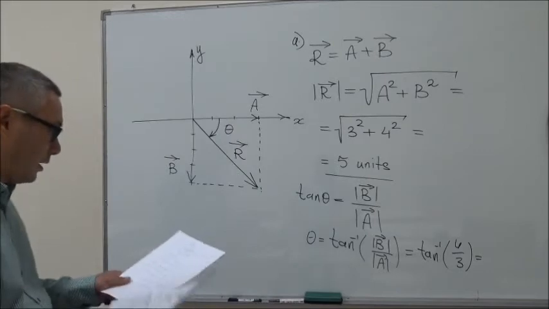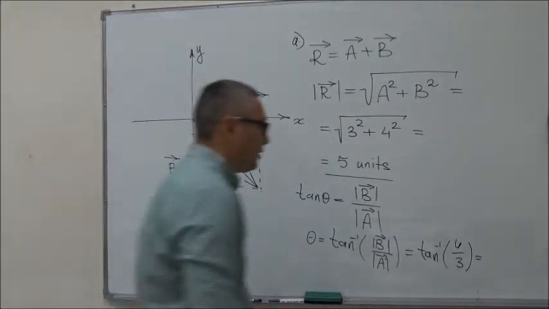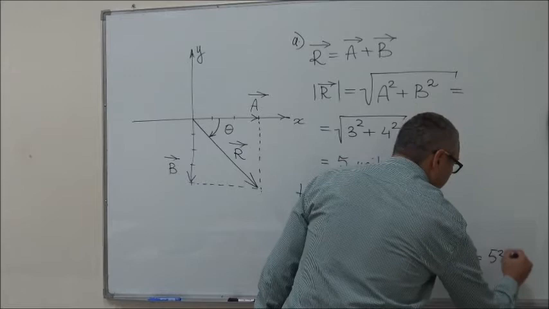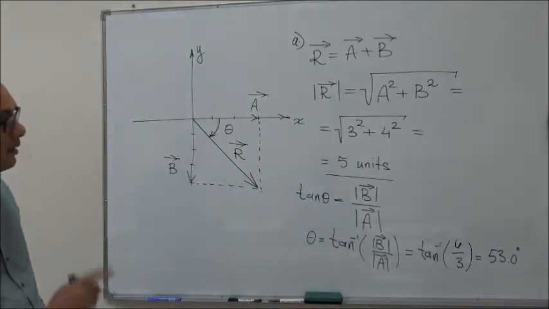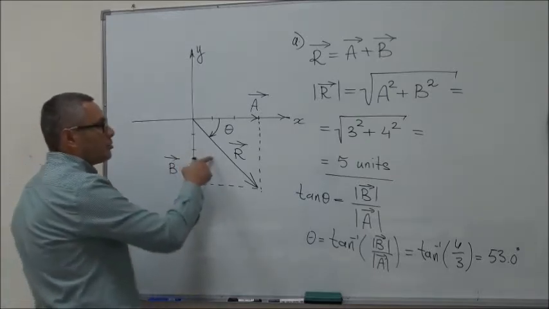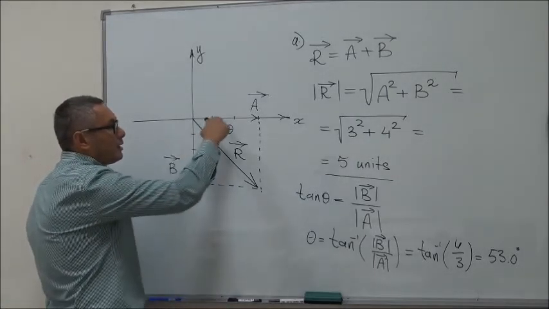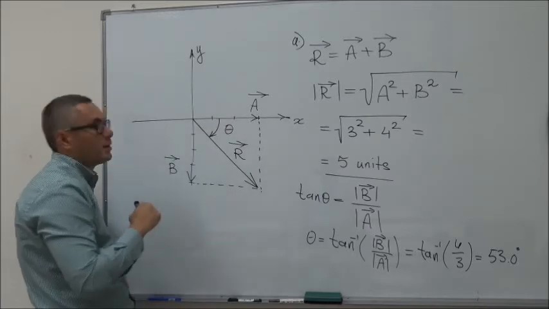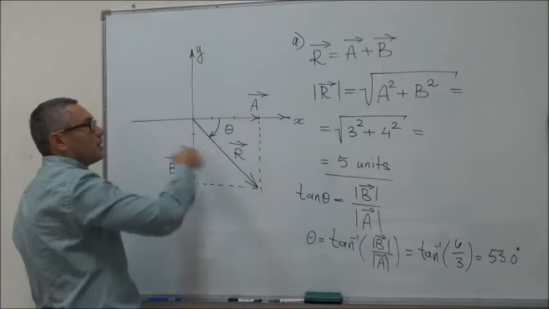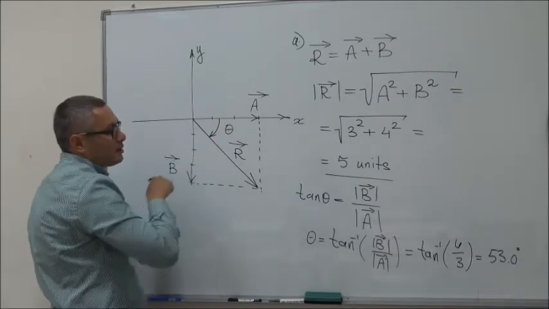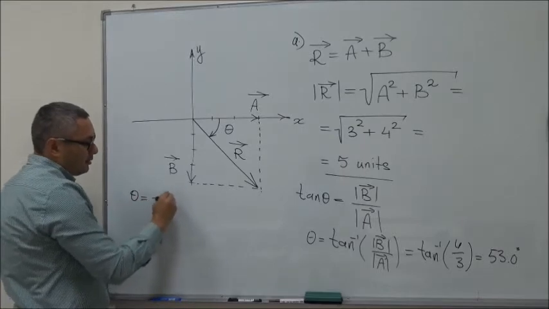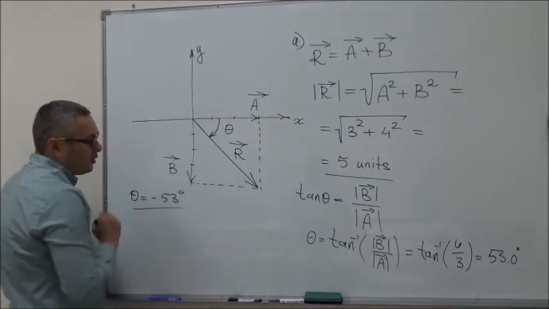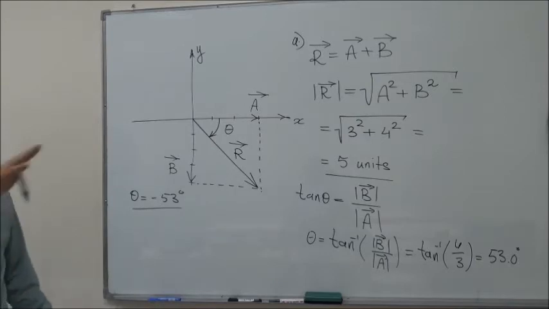Now if you work out the mathematics, tangent inverse of 4 over 3 gives you 53 degrees. You can use your calculator to find this. So your angle is 53 degrees. Now, note that angle theta is pointing in a clockwise direction. And usually when we count the angle, we go counterclockwise from the x-axis. So in this case, you can also say that the angle theta is minus 53 degrees, or you can say it's 53 degrees below the x-axis without using the negative sign.